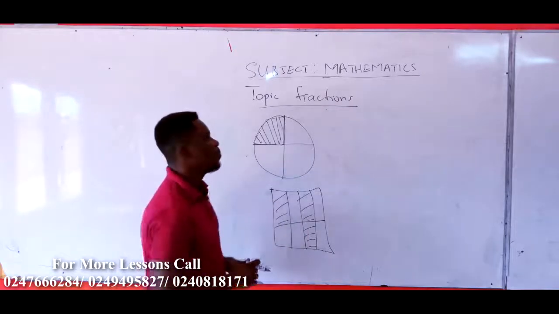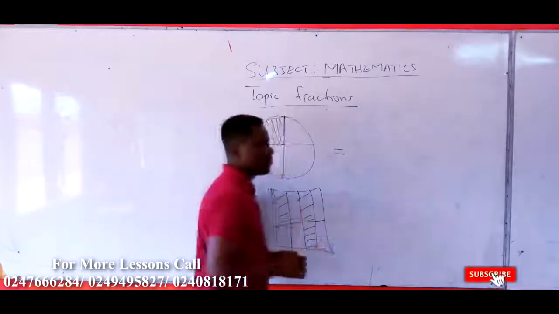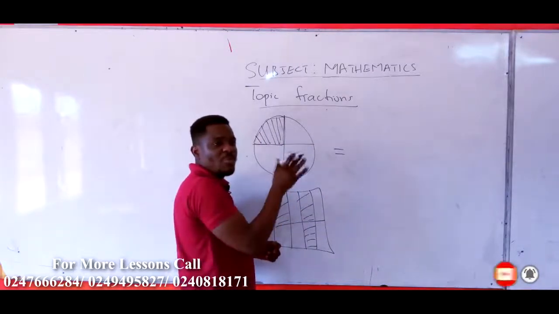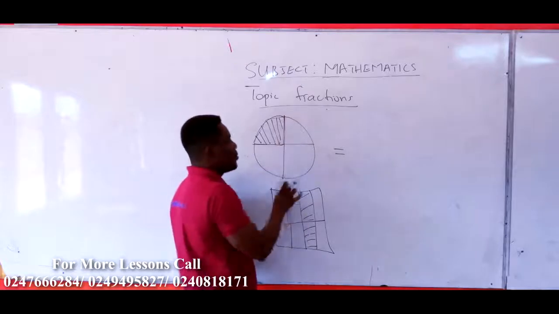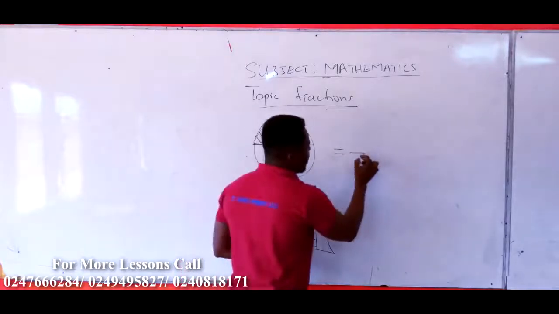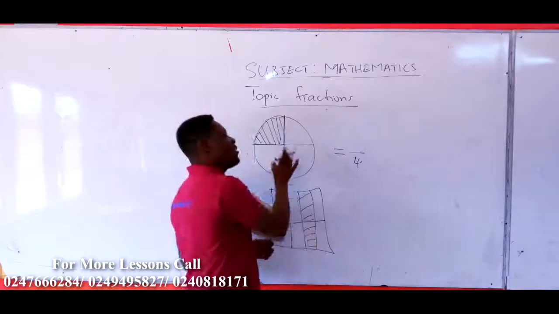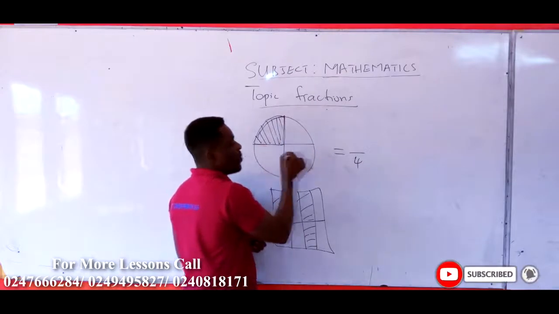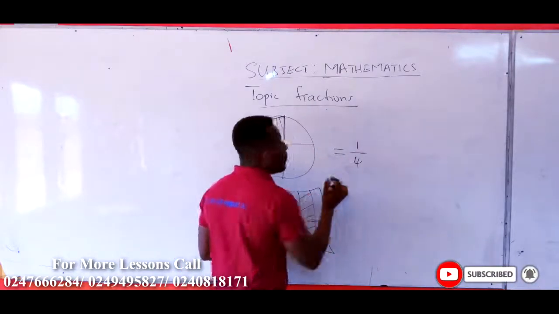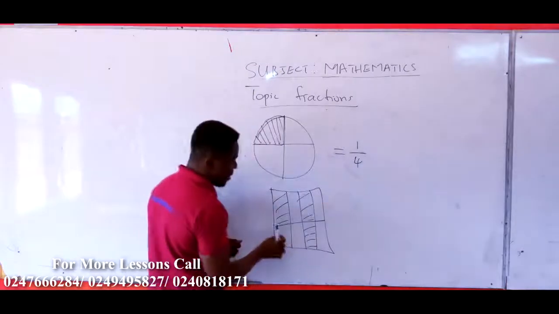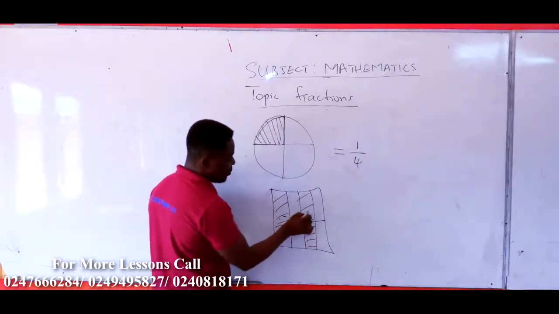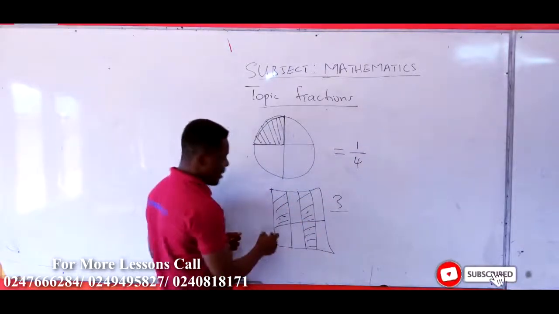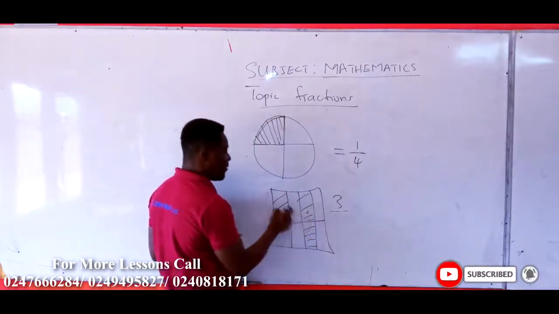Now, how do you write a fraction? The number of parts you have divided the object into, 1, 2, 3, 4, is written down here, and the portion you have taken is written up. How many parts have I taken? 1. So I write 1 out of 4. How many portions have you taken here? 1, 2, 3. So you have taken 3 out of how many? 1, 2, 3, 4, 5, 6, 7, 8. So 3 out of 8.